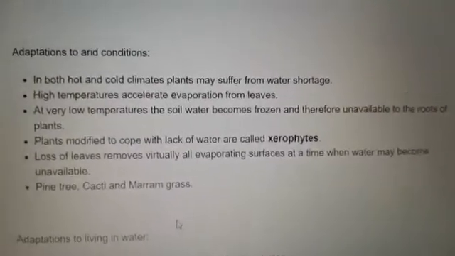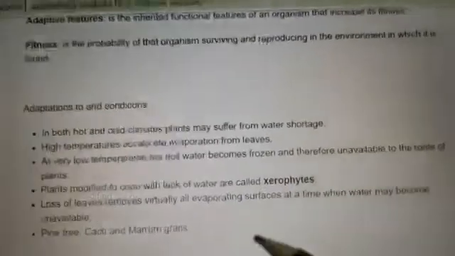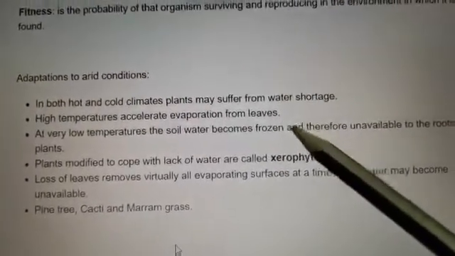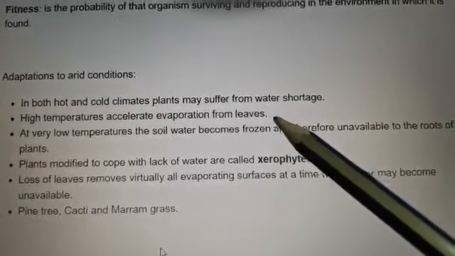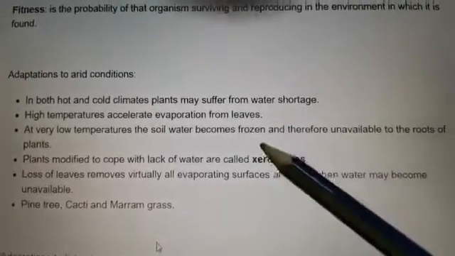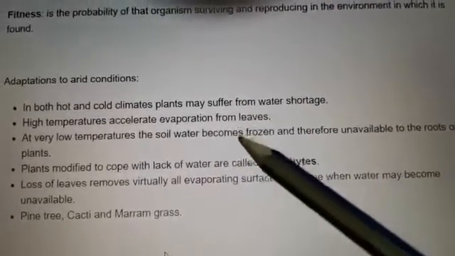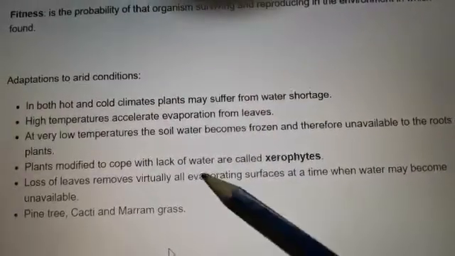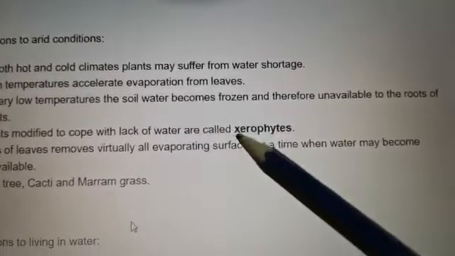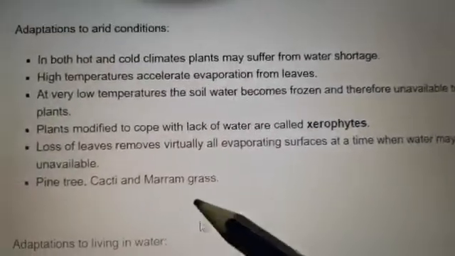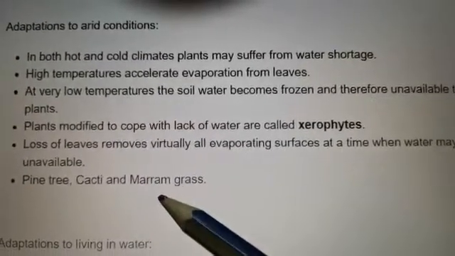Adaptations of arid conditions. Arid means, as I told you, the xerophytes, the plants growing in dry conditions. In both hot and cold climates, plants may suffer from water shortage. High temperatures accelerate evaporation from leaves. Some of the characters you can see here. Plants modified to cope with lack of water are called xerophytes. Examples are cacti, marram grass, and pine tree.